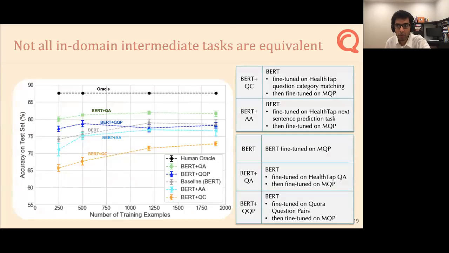As you can see from the light blue and orange lines in the plot, models pre-trained on QC and AA both perform worse. For QC, we hypothesize that questions in the same category can be dissimilar and vice versa, so the learned representations by the model might be worse. For AA, we hypothesize that the answer language that comes from doctors is very different from the patient language in questions. So again, the learned representations for the questions might end up being worse in this case. Thus, we conclude that task design matters too, and one cannot just choose any task in one's domain to get performance boosts.